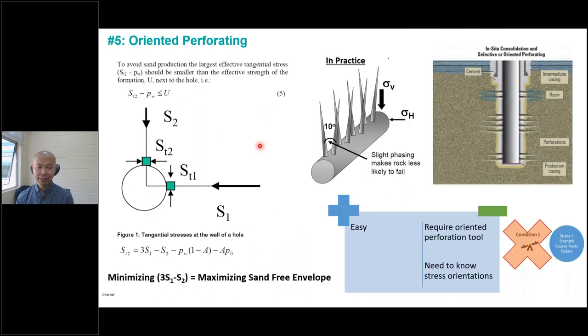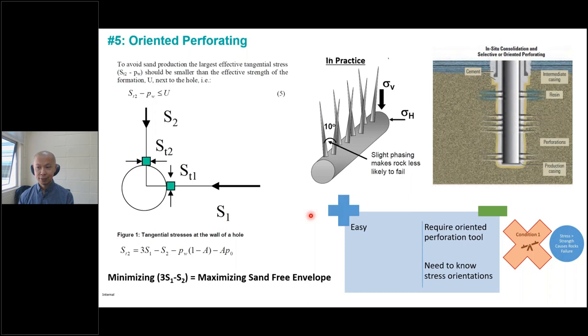In practice, in most of the cases, people just shoot at the vertical section. So imagine you have a horizontal well, okay, cased here, and then you perforate vertically. The reason here is that in most of the cases, especially in the normal fault environment, remember the highest stress is the vertical overburden. That's the highest.